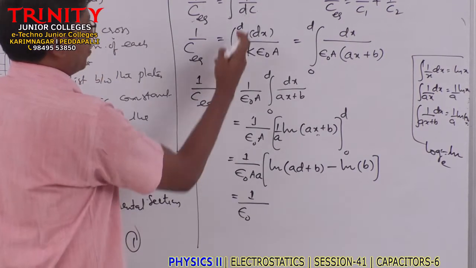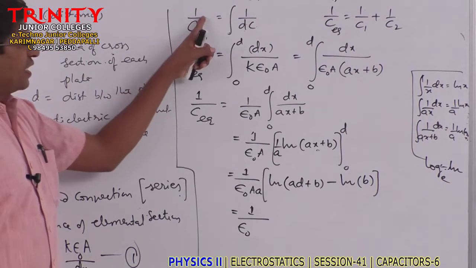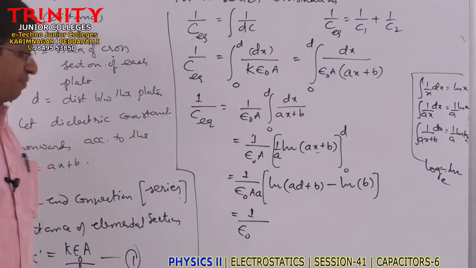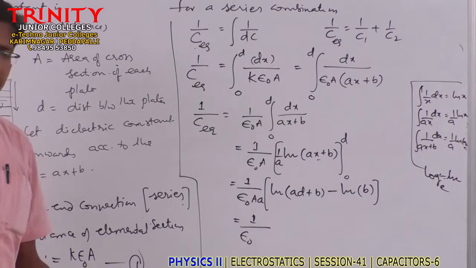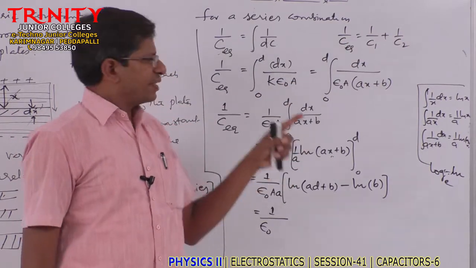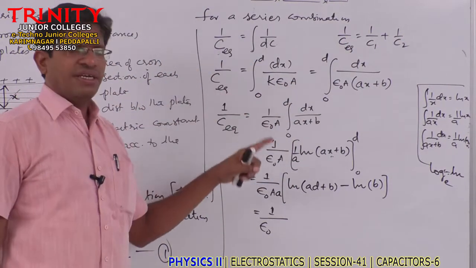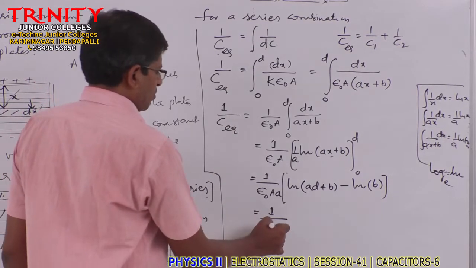Generally the mistake we make is that we don't do this. Instead, we integrate dC directly. We directly add dC, and that is a mistake. You have to integrate the reciprocal, because in series we have reciprocal addition. That's where we generally commit a mistake, and we don't know how to evaluate it later on. That is the mistake we should not make.